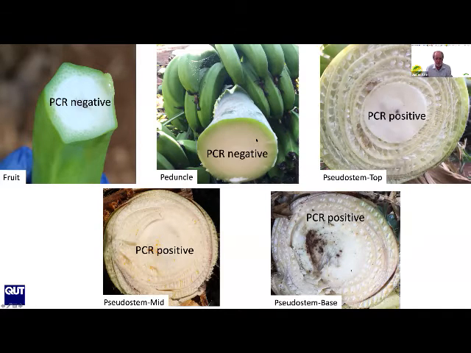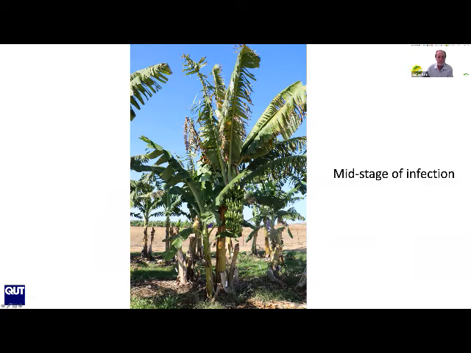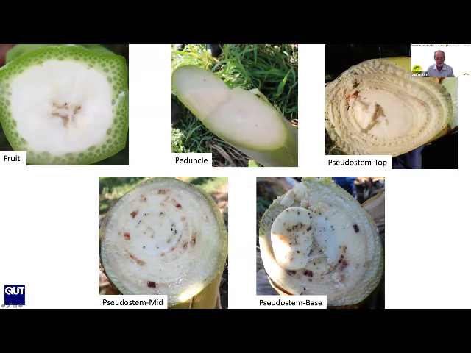So when we go and do those PCRs, this is PCR positive, this is PCR positive, this is PCR positive, but these are negative, as we would expect. When we go to a mid-stage infection, this is the plant that we used at the mid-stage infection, and all of a sudden you're seeing a lot more vascular discoloration at the base and mid-stem, and also up in the top. And you do see these little necrotic flecks in the peduncle, and sometimes you'll see little necrotic flecks in the fruit as well. And we were particularly interested to know what this was about.